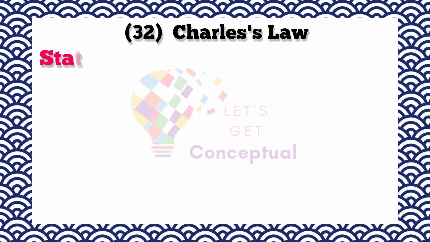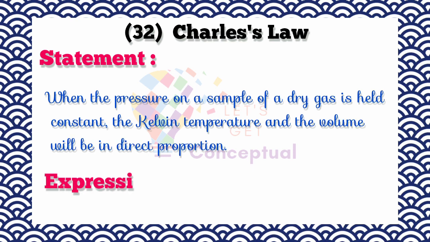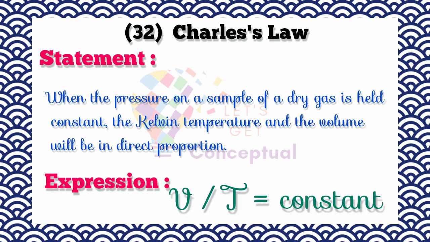Number 32. Charles's law. Statement. When the pressure on a sample of a dry gas is held constant, the Kelvin temperature and the volume will be in direct proportion. Expression: V over T equals constant.